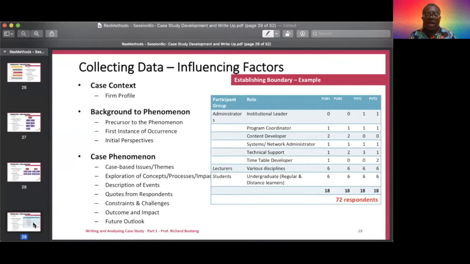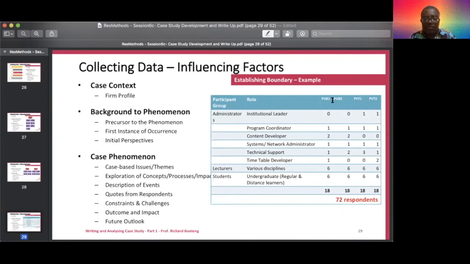Now, I mentioned that your respondents can differ. For example, look at a study here. The person is doing a study on mobile learning in Ghana. He has administrators, lecturers, and students, for each of the universities, comparing them. He's looking at how many people, and you see the categorizing of the type of respondents: institutional leader, program coordinator, program content developer, systems and network administrator, and technical support and timetable developer. All of them are at different levels. And he's now comparing them across the data collected, private university one and public university two, and comparing the respondents and the information from the interviews he carried out across these different respondents.